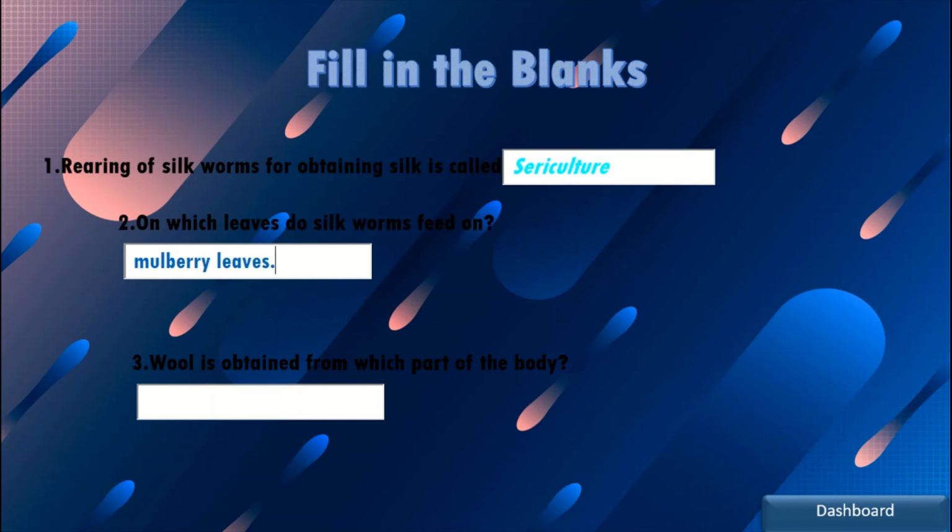What is next? Wool is obtained from which part of the body? Wool is obtained from the hair. Here you will not write fleece. Fleece is the name in the process, but the part of the body is the hair of the body.